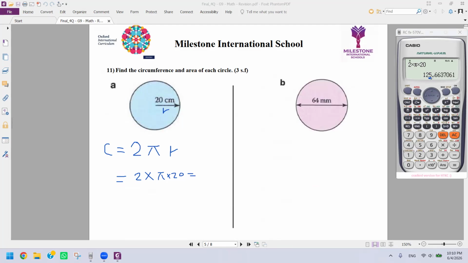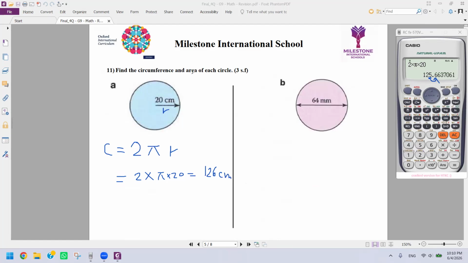How do I do the rounding? I look one number behind it. 6. Is it round up or down? It's round up. So 126, not 125. If you forget the unit, you will lose marks. The unit is centimeter.